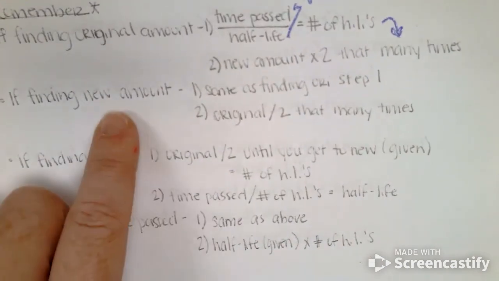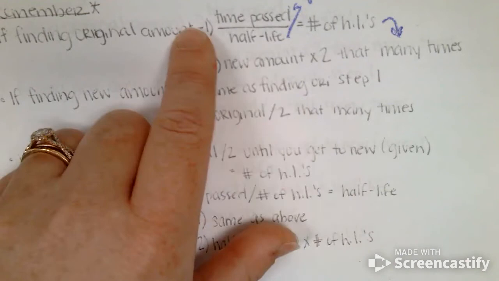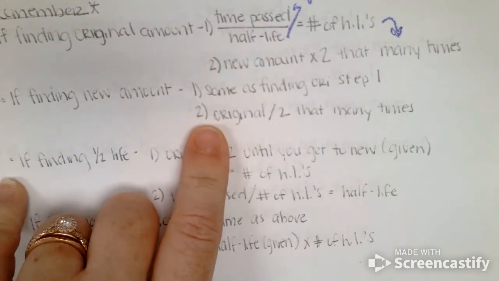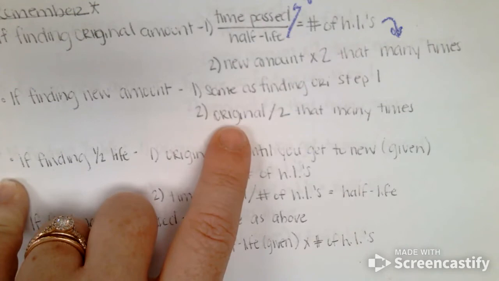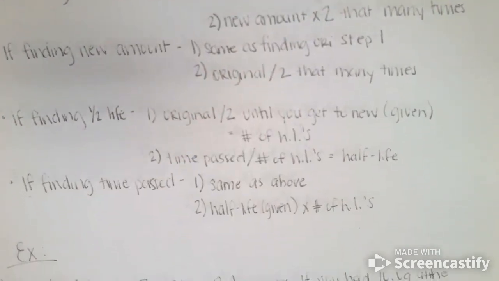If you're finding the new amount, then you do the same step 1 as you do here, so time passed divided by half-life, and then instead of multiplying by 2 for the new amount, you're going to take the original and divide by 2 as many times as the half-lives that you went through.